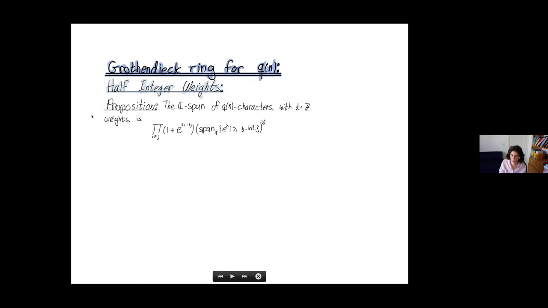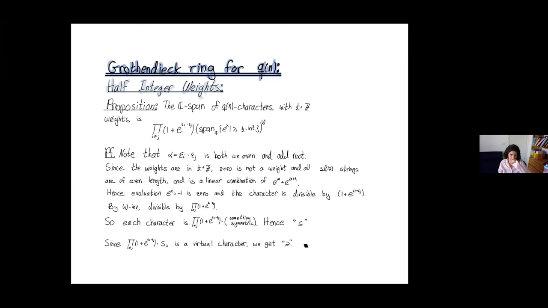In fact, I'm not entirely sure it wasn't known before, but I haven't seen it written, and I think it's a nice argument. So I claim that if you are half integer, you must be divisible. Of course you should be W-invariant, but you should be divisible by this product. If you are divisible by this product, when I evaluate it, I get zero, so clearly the evaluation is independent of t. But why should I be divisible by this? You see, epsilon_i minus epsilon_j for Q_n is both an even root and an odd root.